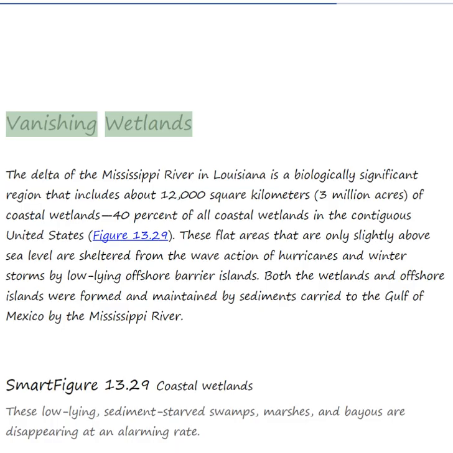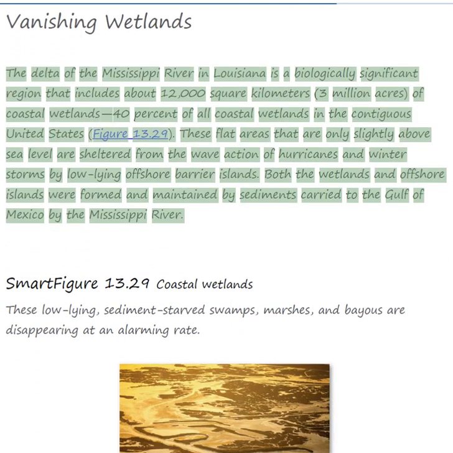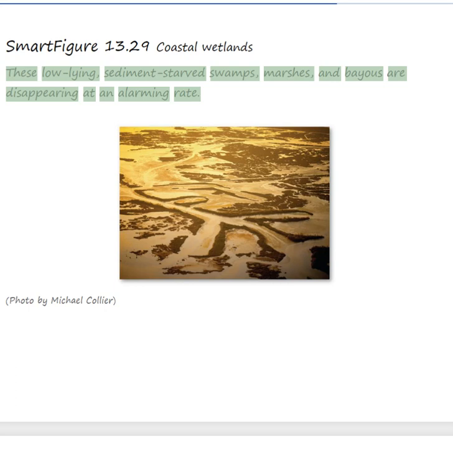Vanishing wetlands. The delta of the Mississippi River in Louisiana is a biologically significant region that includes about 12,000 square kilometers of coastal wetlands, 40% of all coastal wetlands in the contiguous United States. These flat areas that are only slightly above sea level are sheltered from the wave action of hurricanes and winter storms by low-lying, offshore barrier islands. Both the wetlands and offshore islands were formed and maintained by sediments carried to the Gulf of Mexico by the Mississippi River. These low-lying, sediment-starved swamps, marshes, and bayous are disappearing at an alarming rate.